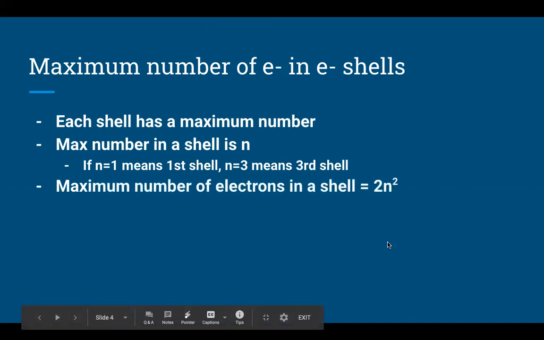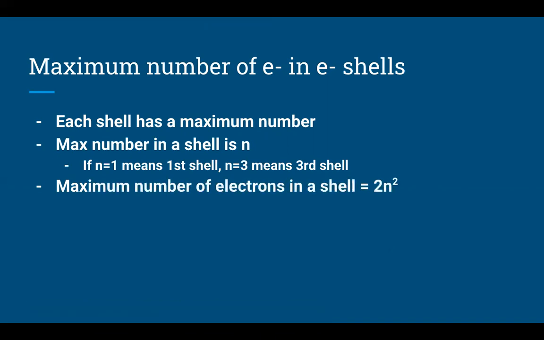To calculate the maximum number of electrons in the shell, you use the formula 2n squared. So you take the shell number n, square it, and then multiply by 2. And this will tell you how many electrons are available in this particular shell.